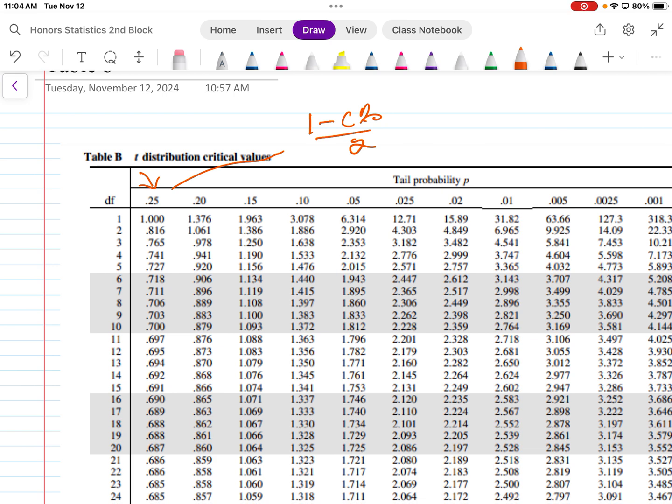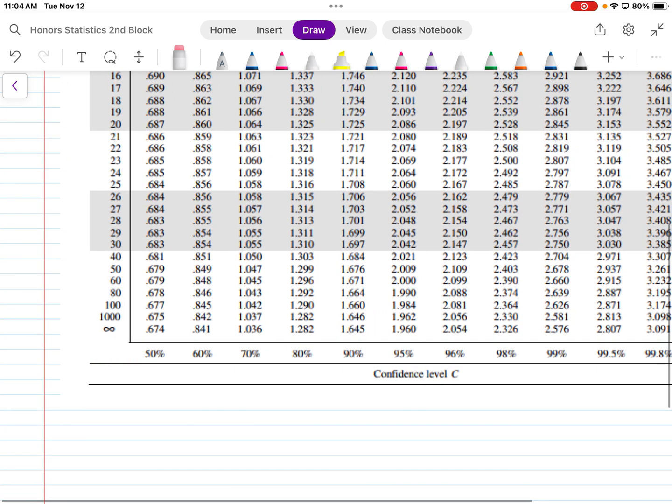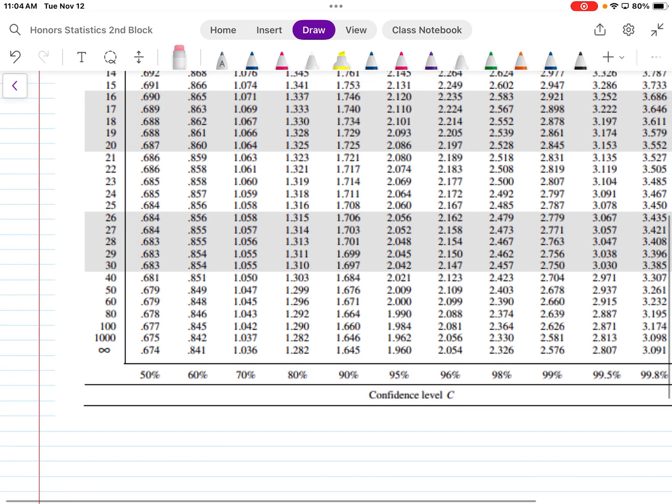Now, if that's too much work for you, look at the very bottom. The very bottom actually tells us the confidence levels. So we don't have to worry about doing 1 minus 0.90 divided by 2, seeing that it's 0.05, and then going to the 0.05 column. We can just find the 90% column and work from there. That's what's nice about this one: it has the confidence levels at the bottom as percentages.